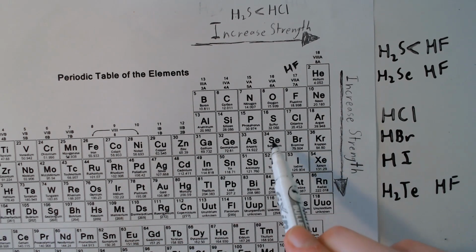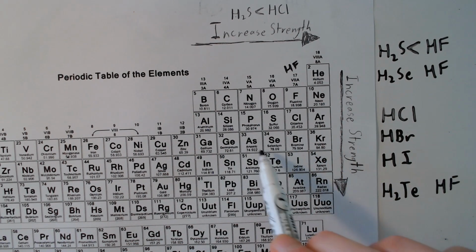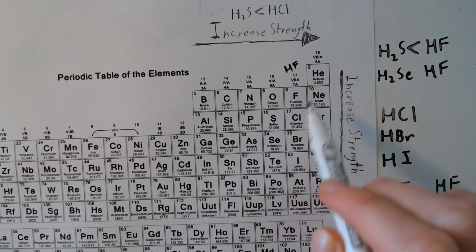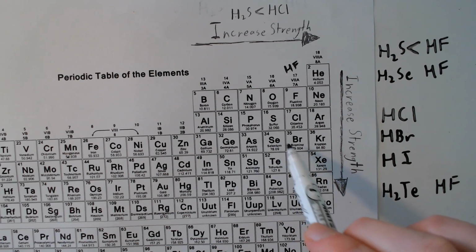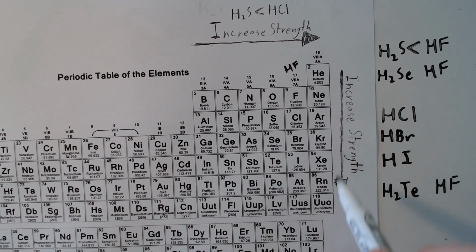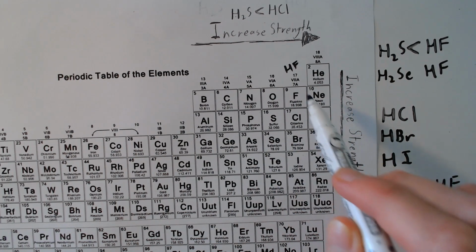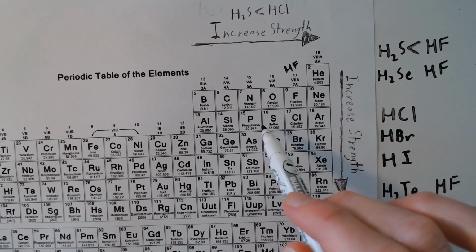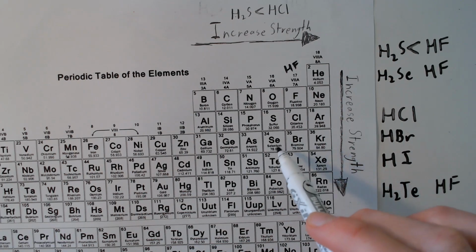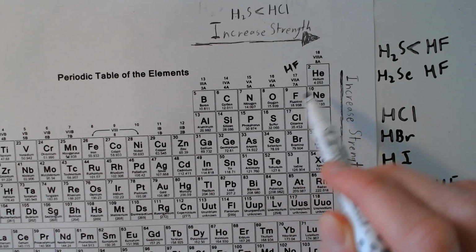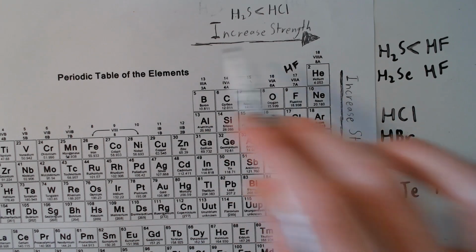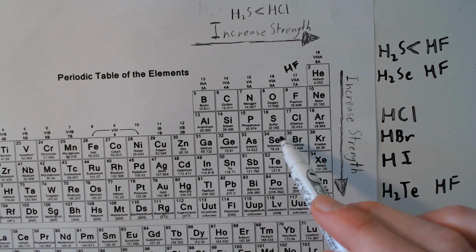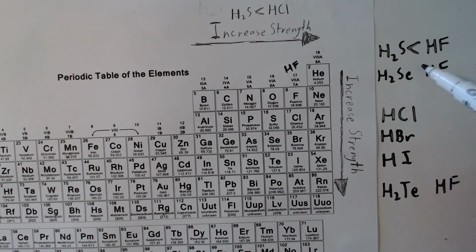And let's say that we have H2Se right here and HF. Again, HF is more across than H2Se, but at the same time H2Se is way below the HF. So which is stronger? Is it the effect going downwards or the effect going across? Well, in this case, again, the effect going across is still stronger than the effect going downwards. So HF is a stronger acid than H2Se.